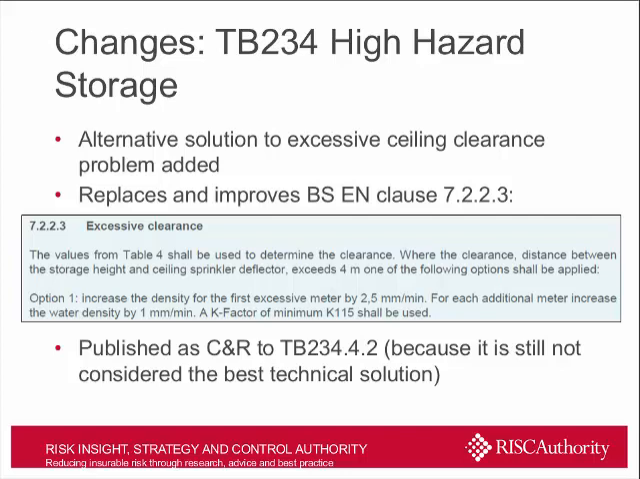BS EN 12845:2015 also tried to tackle this same problem. There's a new clause 7.2.23, which is on your screen now. This proposes a sort of formulaic approach to increasing density by a certain amount for every metre of excess storage above the 4 metre limit. We have added further text to improve this requirement in TB 234, 4.2 commentary and recommendations, and that's because we still don't quite consider the BS EN solution an ideal solution.